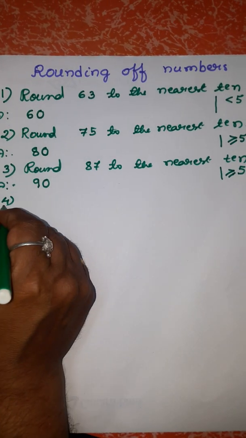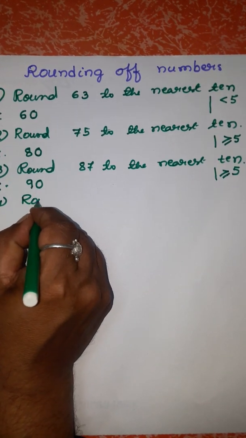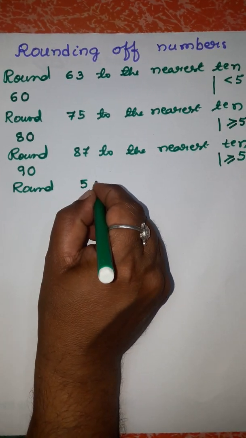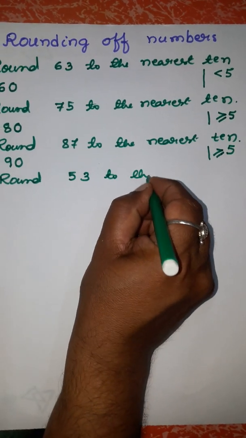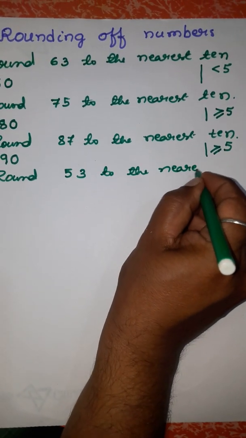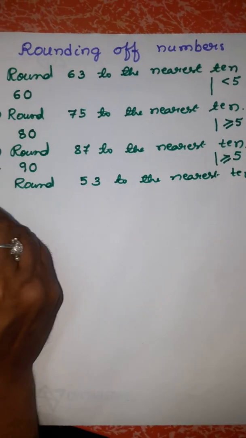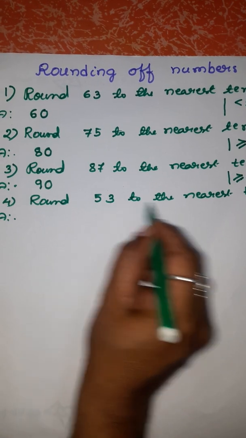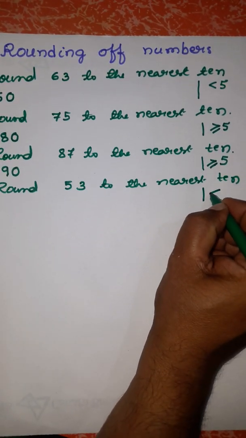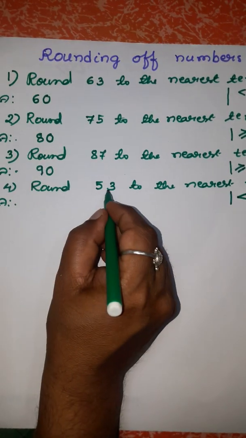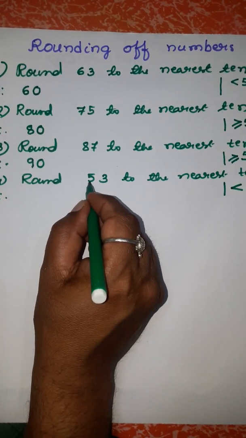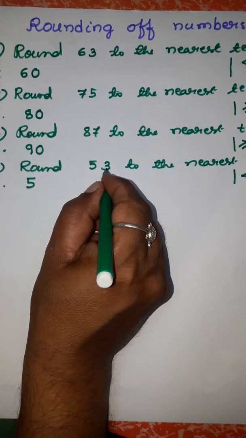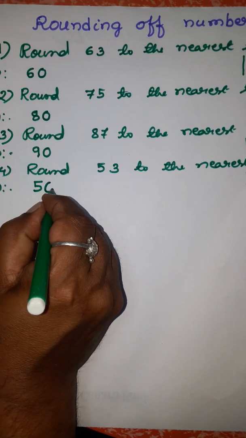Fourth example. Round 53 to the nearest 10. Now the digit in the unit place is less than 5. So as a rule, we need not add anything to the tens place, right? As it is, it becomes 5 and the unit place becomes 0.